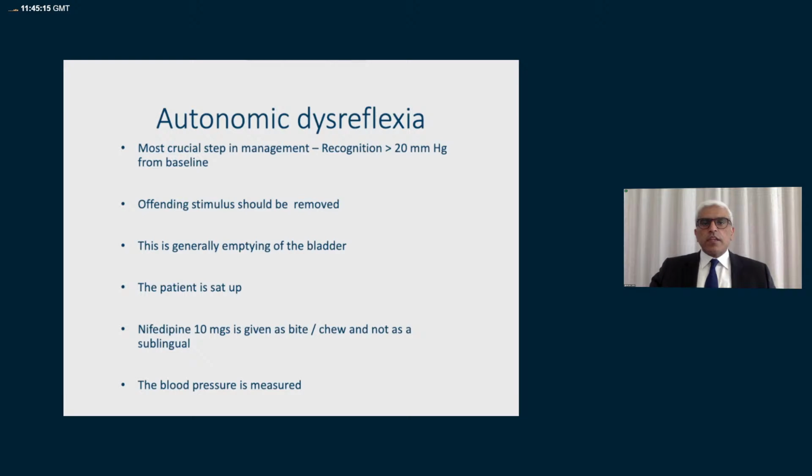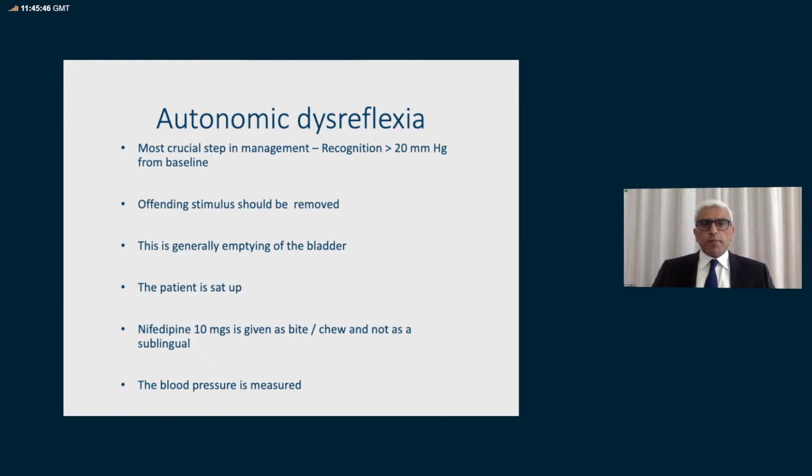Like anything else, eyes cannot see what the mind does not know. So the most crucial step in management is recognition. One needs to know that this is happening. Majority of the times, once the offending stimulus is removed and the bladder is emptied, and the patient is sat up, then the blood pressure comes down. If not, then they can have nifedipine, which can be given to bite, and then the pressure comes down, and the pressure should be measured regularly.